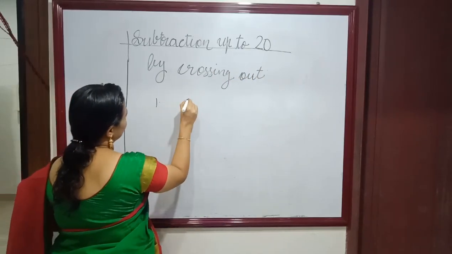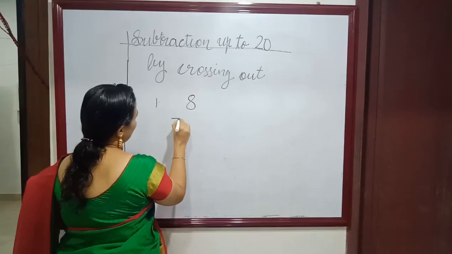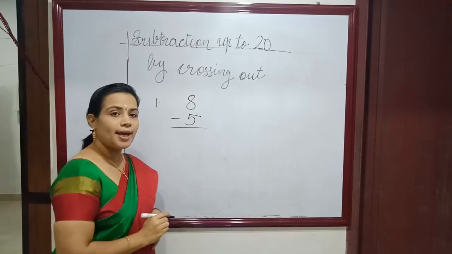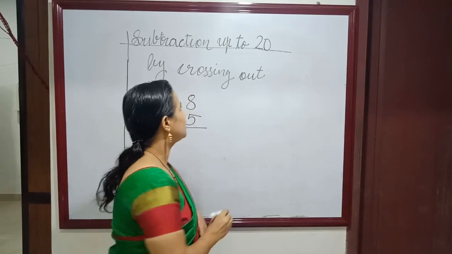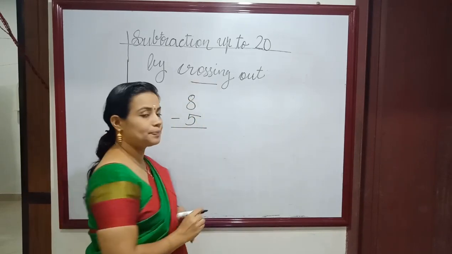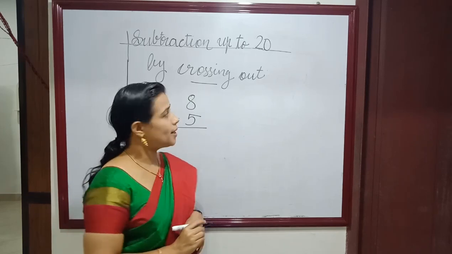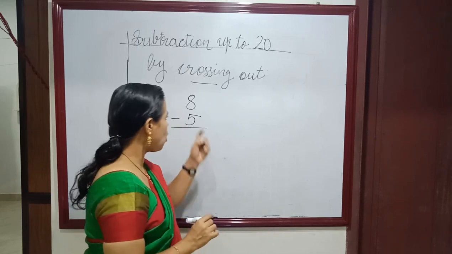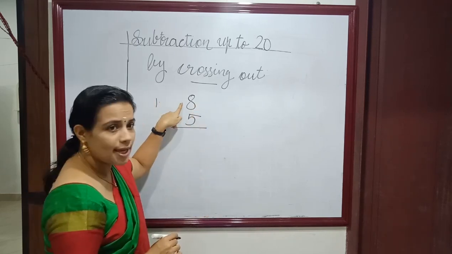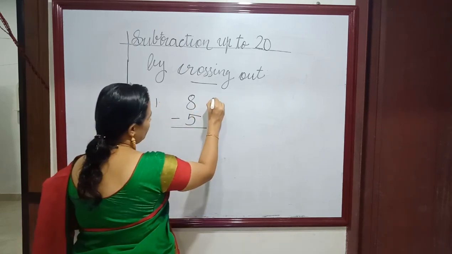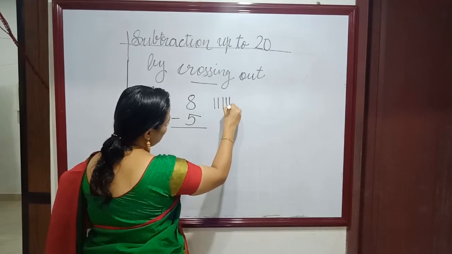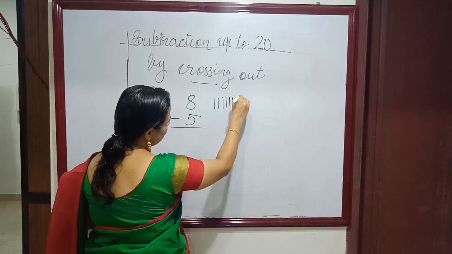Question number 1. 8 minus 5. Subtraction by crossing out. So what do we do? We have to draw lines. How many lines do we have to draw? Yes, 8 lines. 1, 2, 3, 4, 5, 6, 7, 8.